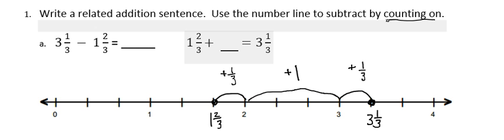Now I just need to add the numbers that I hopped. So I have 1 whole and 2/3. That tells me that the difference between 3 1/3 and 1 2/3 is 1 2/3. The related addition problem then is 1 2/3, which is this number, plus 1 2/3, which was my answer, equals 3 1/3. So this is just another way we can solve subtraction problems on the number line. We can use the counting up method.